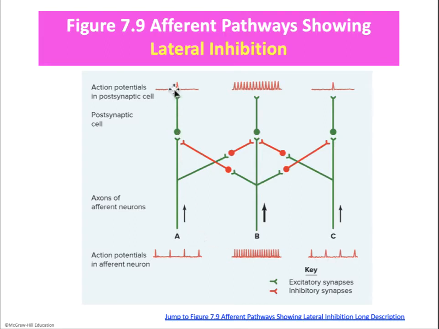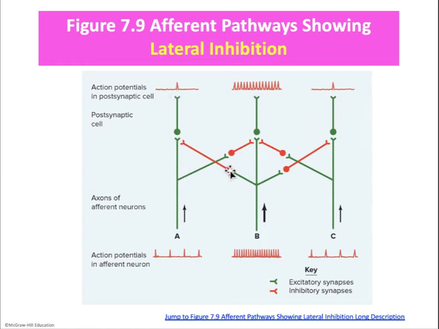However, when the information is perceived by the central nervous system, one can see that the coding ratio has been substantially altered in favor of more signal arriving from the center cell than the peripheral cells. And this is because of lateral inhibition.